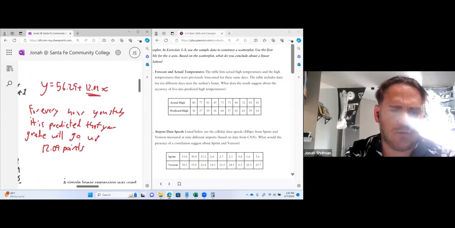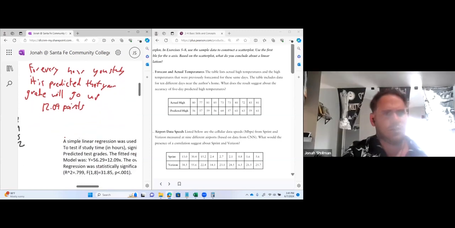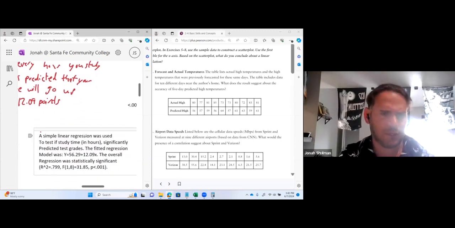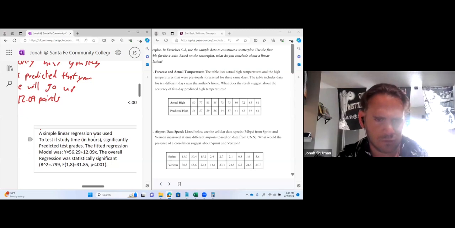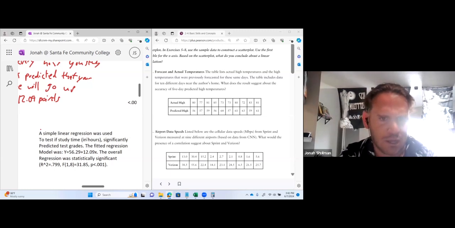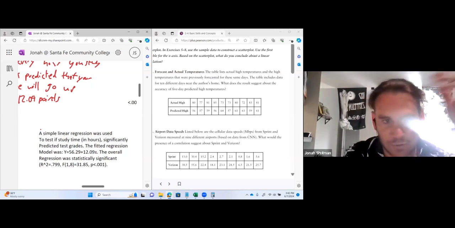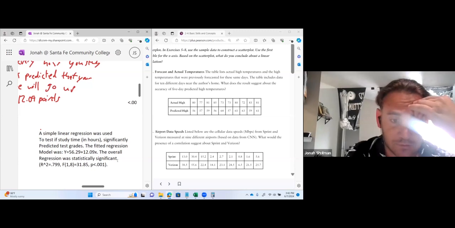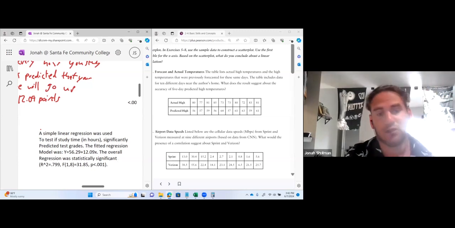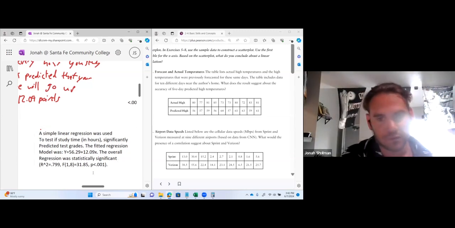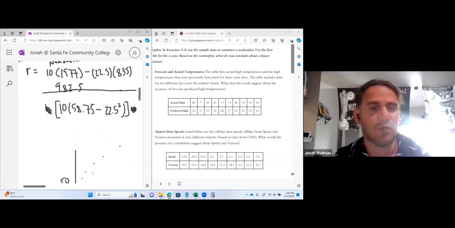For every hour you study, the grade will go up 12.09 points, and I would just have a simple regression was used to test if Sprint cellular data speeds significantly predicted Verizon cellular data speeds. The fitted regression model was whatever we got for that, and the overall regression was statistically significant, but this would be a 7. I don't know the rest of these numbers because we didn't do it, but that's how it would work.